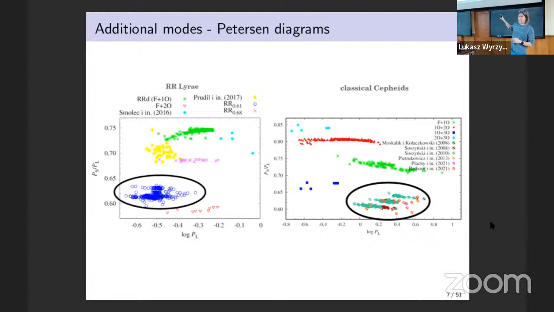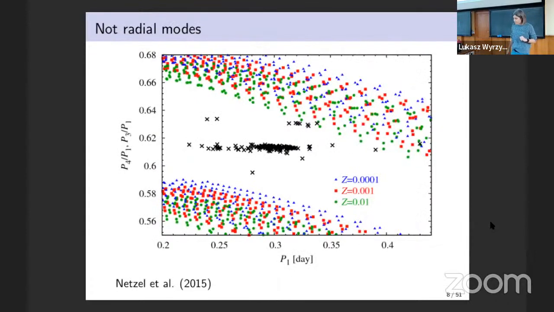Also, what we see here on Petersen diagrams is that both of these groups show three sequences inside. It's not as well visible for RR Lyrae stars, but there is a sequence in the middle. And here, for classical Cepheids, we have very nicely resolved three sequences. Because this period ratio is around 0.61, we knew straight away that this is not pulsation in some additional radial mode. And here is a proof of that. Here we have a zoom into the region on the Petersen diagram where our RR Lyrae stars are.